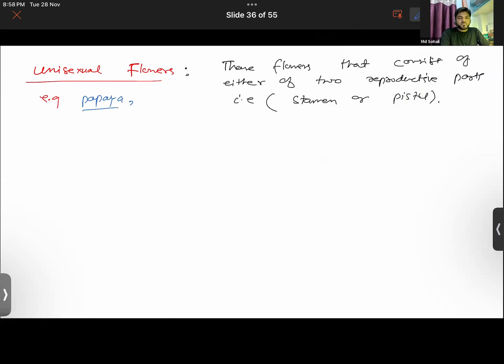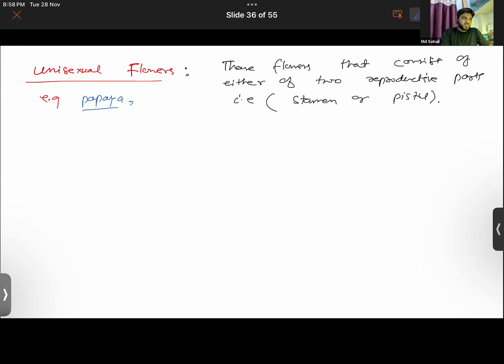Corn? I'm not entirely sure about that. We'll have to check on that. Does watermelon and muskmelon come? Watermelon, I think it's an example of a unisexual flower, yes. Watermelon will be included.